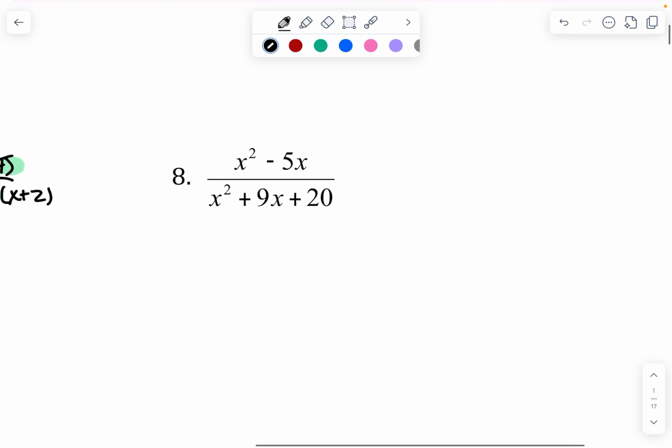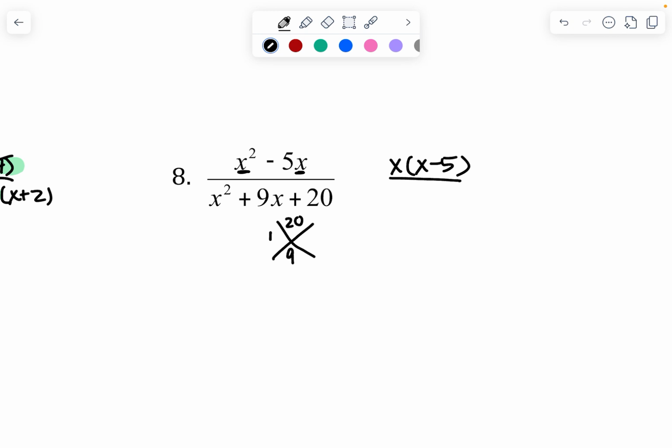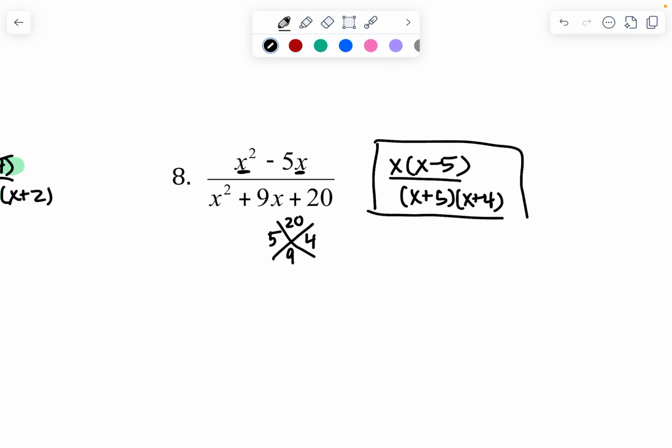All right, on number 8, we have another GCF situation. We can factor out an x. And then on bottom, two numbers that multiply to positive 20 but add to positive 9 are positive 5, positive 4. And so in this case, nothing cancels. x minus 5 and x plus 5 are not the same, and so you cannot cancel those. And so in this case, we are as simple as it can get. Don't try to force things to cancel if they're not canceling.